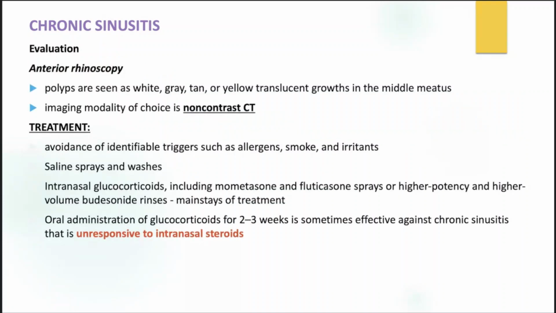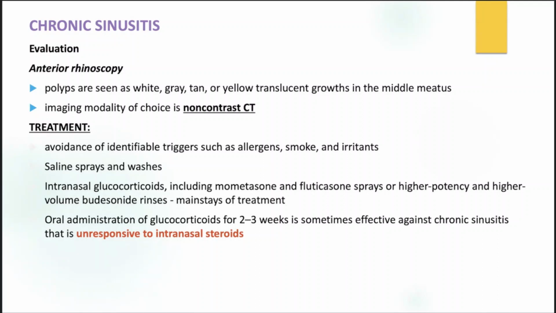So for evaluation, you still do an anterior rhinoscopy. You see white, gray, tan, or yellow translucent growths in the middle meatus. And the imaging modality of choice would be your non-contrast CT scan. So treatment for this condition would be avoidance of the triggers such as allergens, smoke, and irritants.